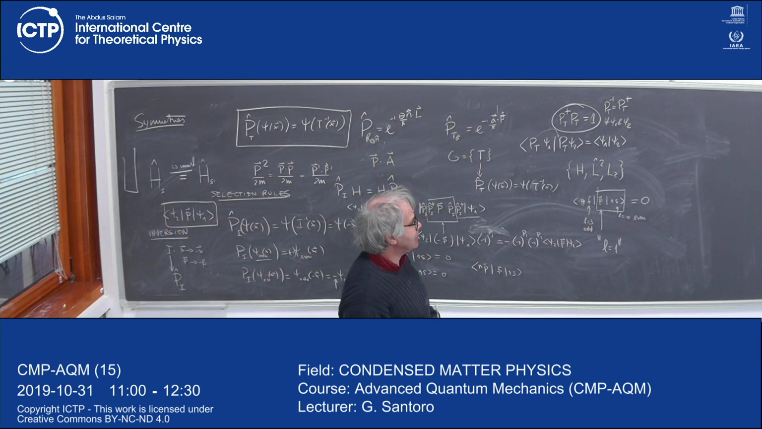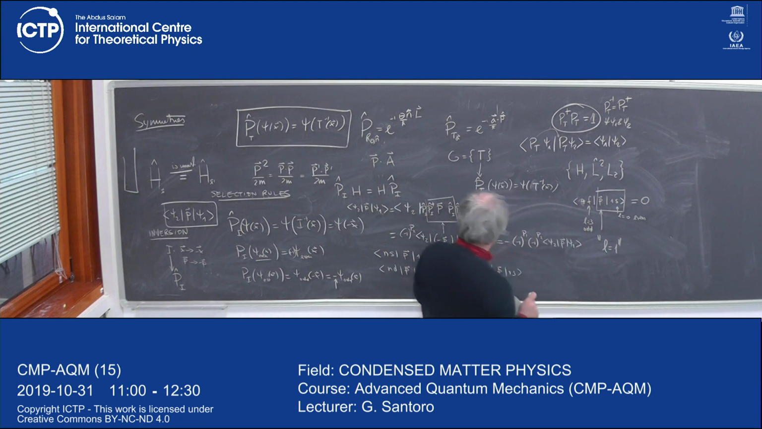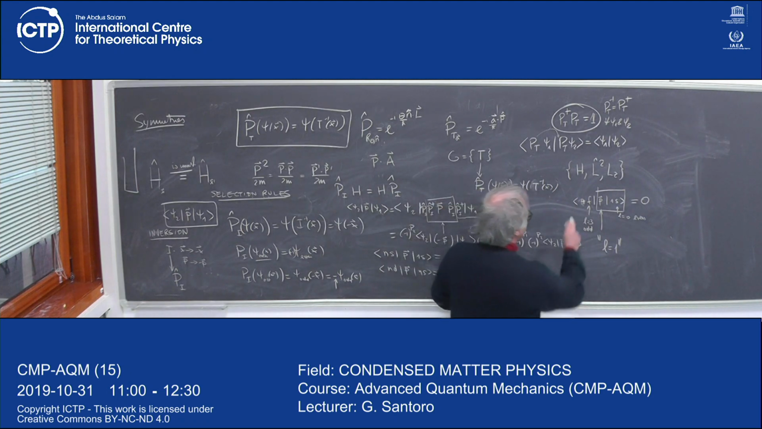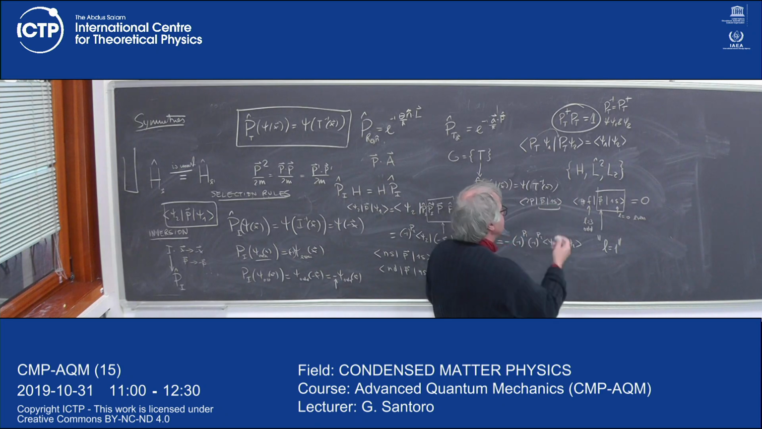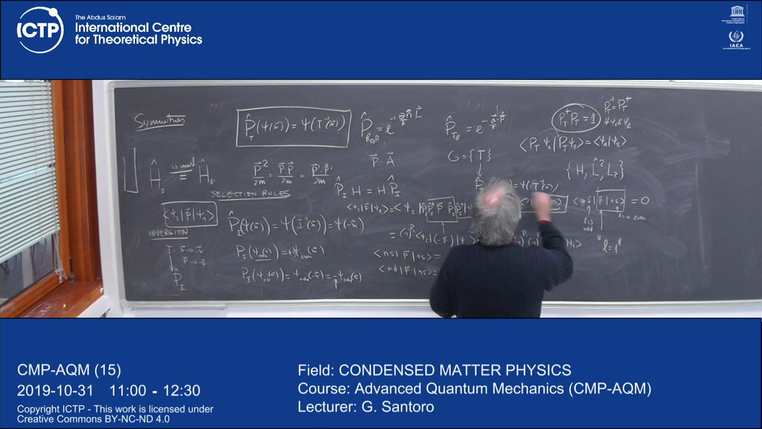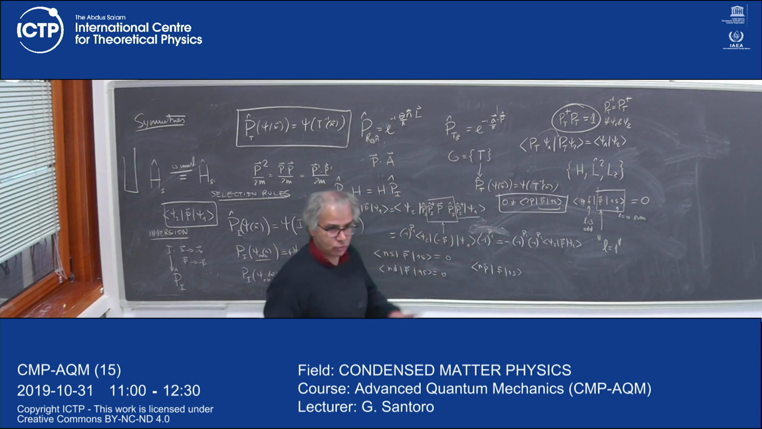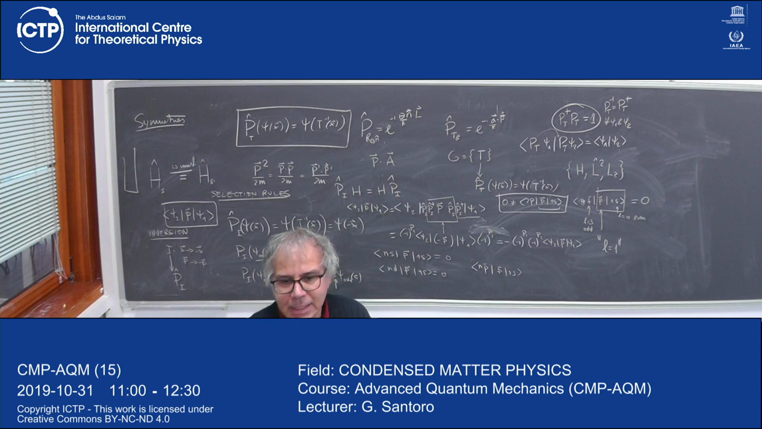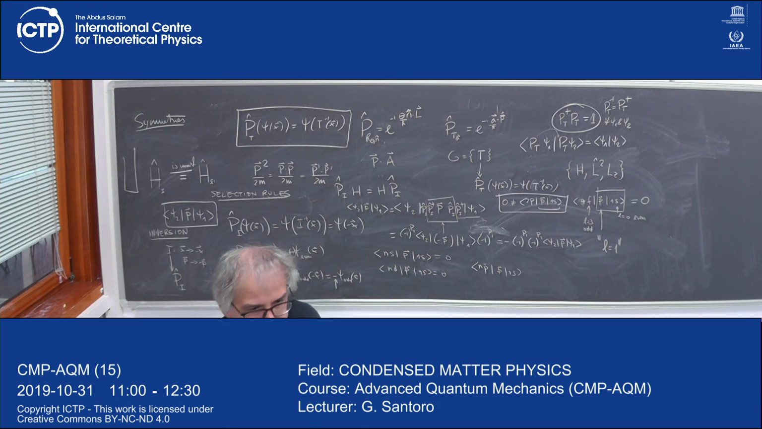On the contrary, the P that I told you before, if I go to P from 1s, that's 1 and this is 1, and therefore this is in fact in general different from 0. So there is no selection rule that forbids this, and this is the standard transition when you excite the 1s orbital to a 2p orbital.